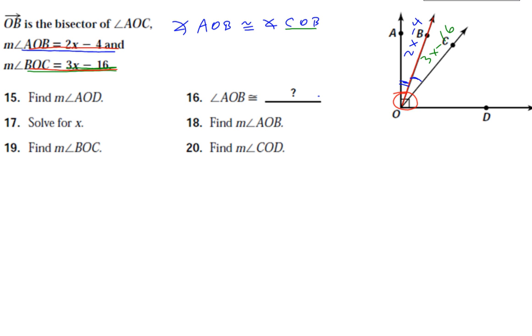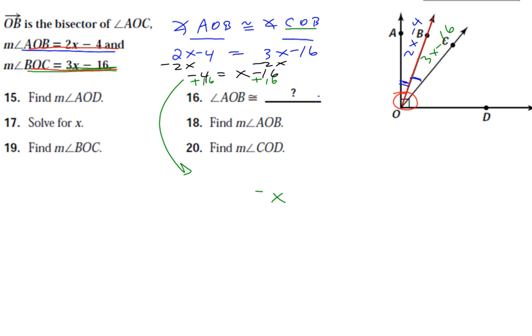AOB and COB. Now remember, if these two angles are congruent to each other, let me set their measurements equal to each other. So AOB is 2x minus 4, and COB is 3x minus 16. Let me set them equal to each other, and let me solve for x. Okay, so I'm going to subtract 2x from both sides of my equation, and I get negative 4 is equal to x minus 16. The next step is I'm going to add 16 to both sides of my equation, and x is equal to 12. Okay, x is equal to 12.